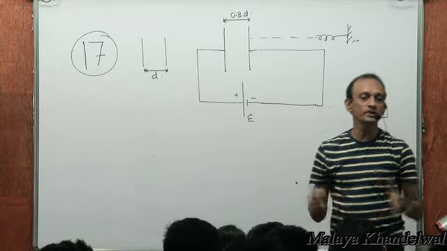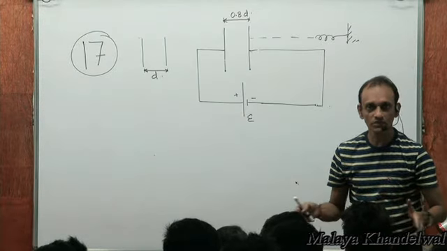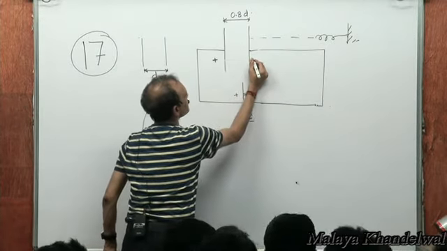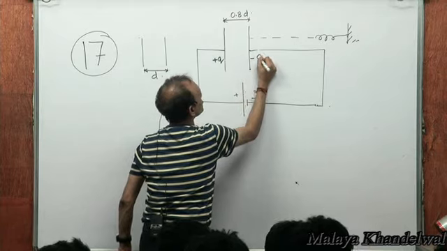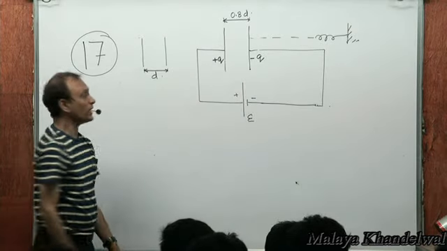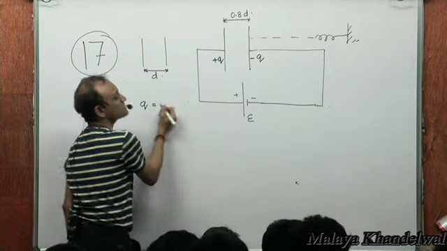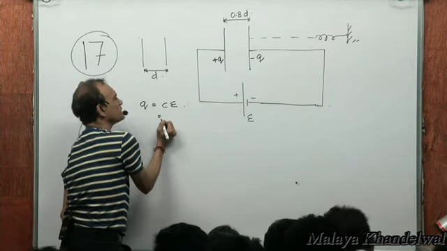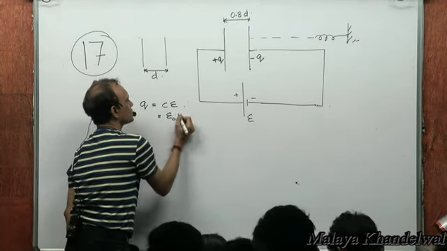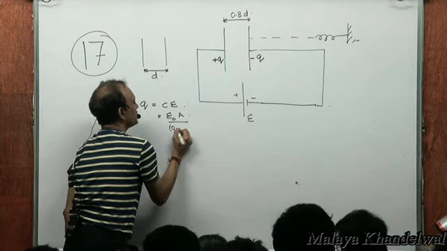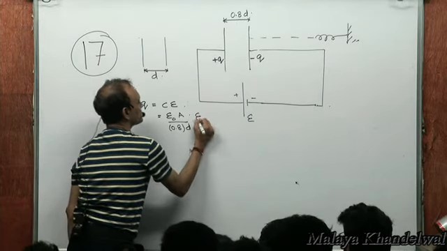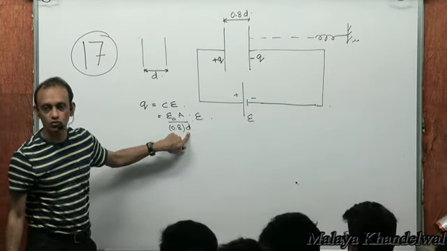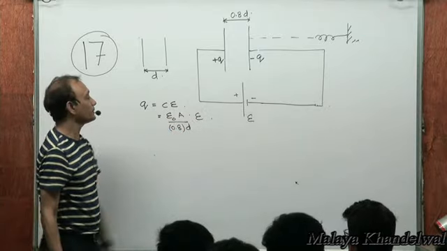Obviously, there is going to be a force of attraction between the two plates, and the charge on the plates of the capacitor, let's say, is Q and minus Q. Where what is Q? Q is going to be C epsilon, all in steady state. What is C? C is going to be epsilon naught A divided by 0.8 D into epsilon, right? Epsilon naught A divided by 0.8 D is going to be the capacitance.